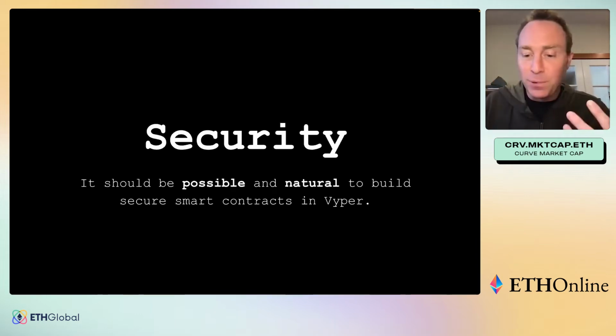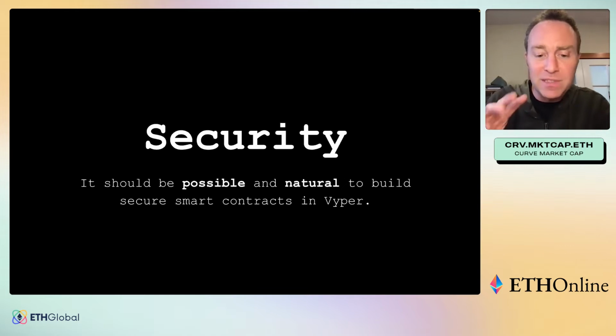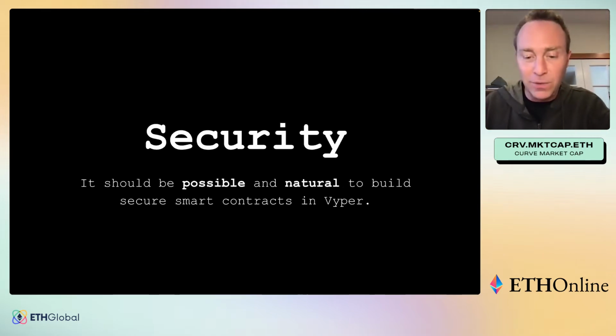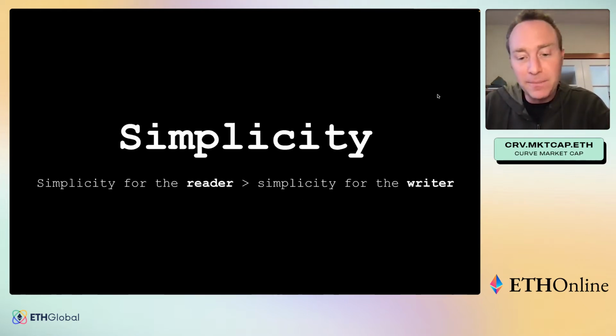That is, if you're a new person writing the code, it should have security embedded by default so that you don't have to have an advanced level of understanding to be able to write smart contracts that aren't going to get hacked. The second value is simplicity.